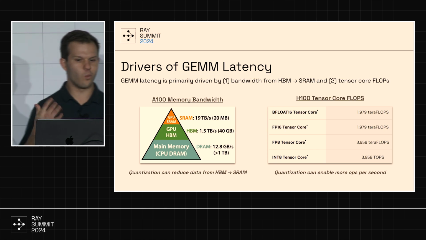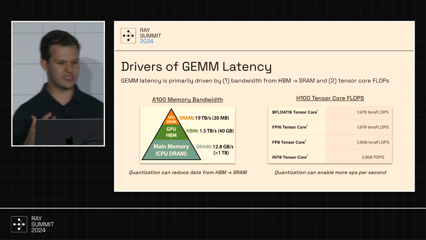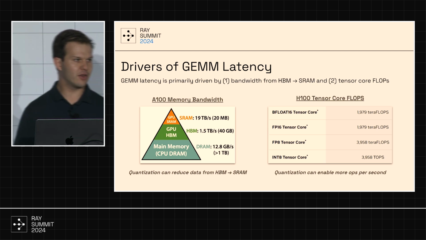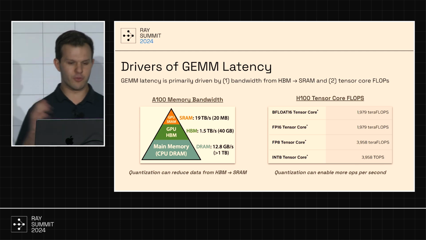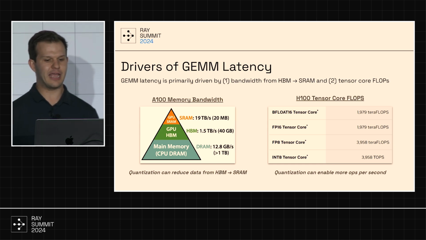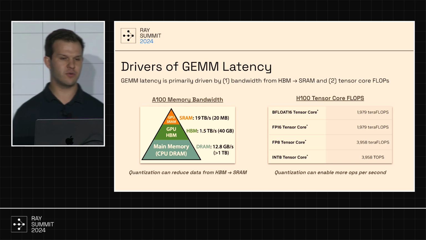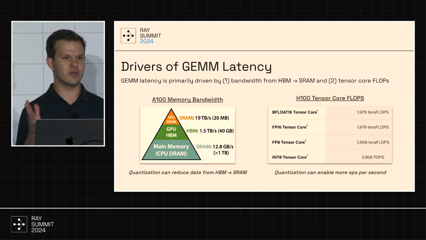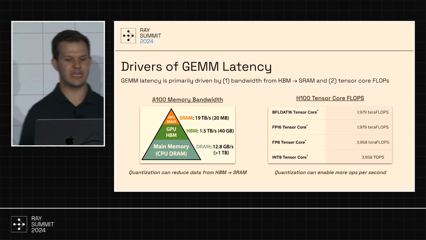And so to understand why activation quantization, I first wanted to explain what drives the latency of a GEMM operation. To do this, you have to understand how a GEMM kernel works. Basically, at a really, really high level, the weights are sitting in the GPU HBM memory. To execute the computation, we move the weights from HBM into the on-chip memory, feed it into the tensor cores, do the multiplication, and then write it back out to HBM.